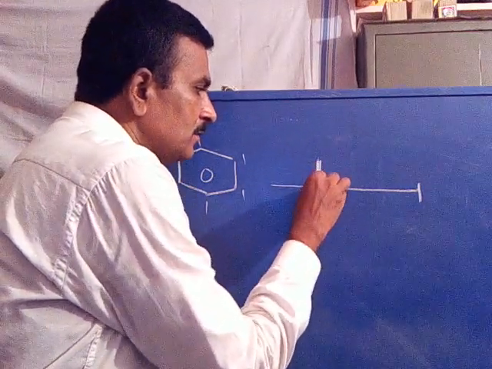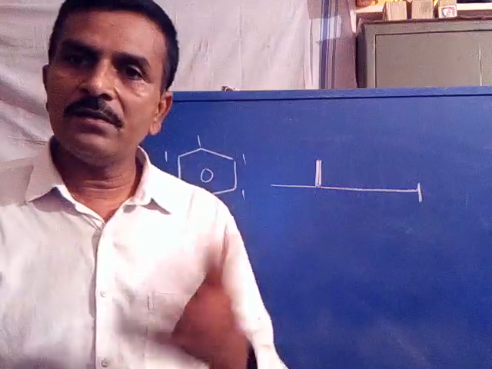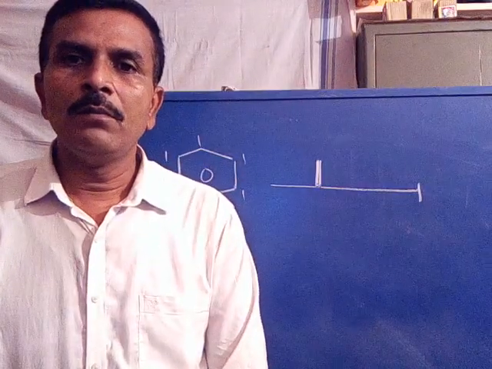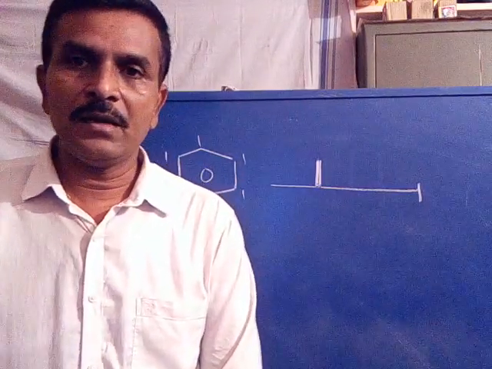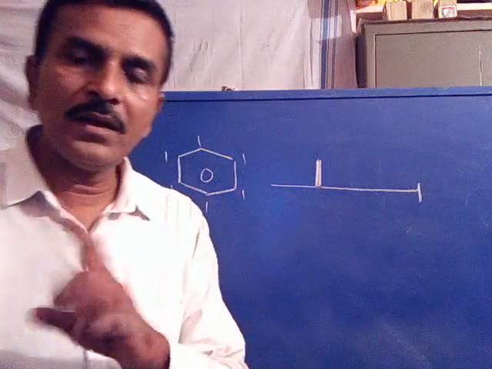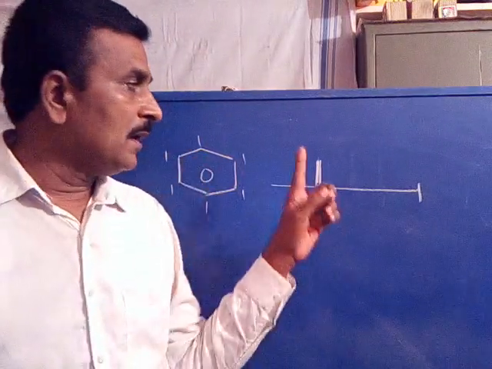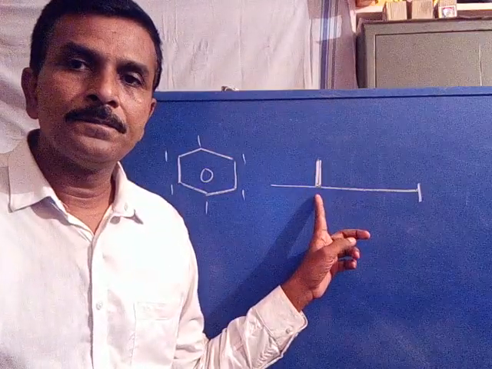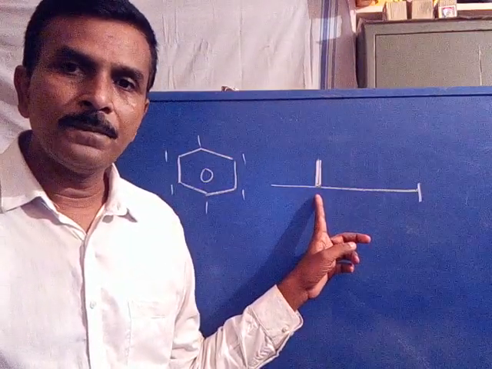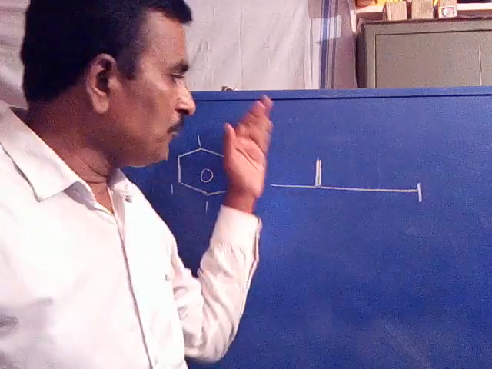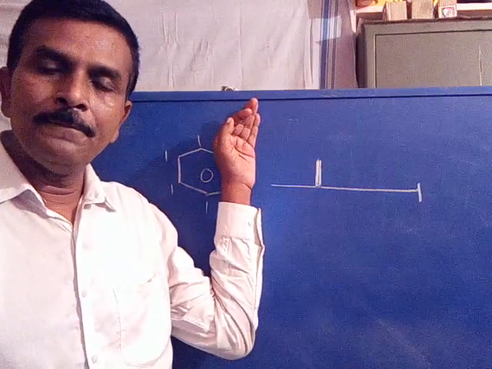It appears as a dark line. Why does the dark line appear? Because it consists of more than one equivalent carbon, all carbons being equivalent, so the one signal appears as a dark line. Is it clear? Now you can see the spectrum of benzene.